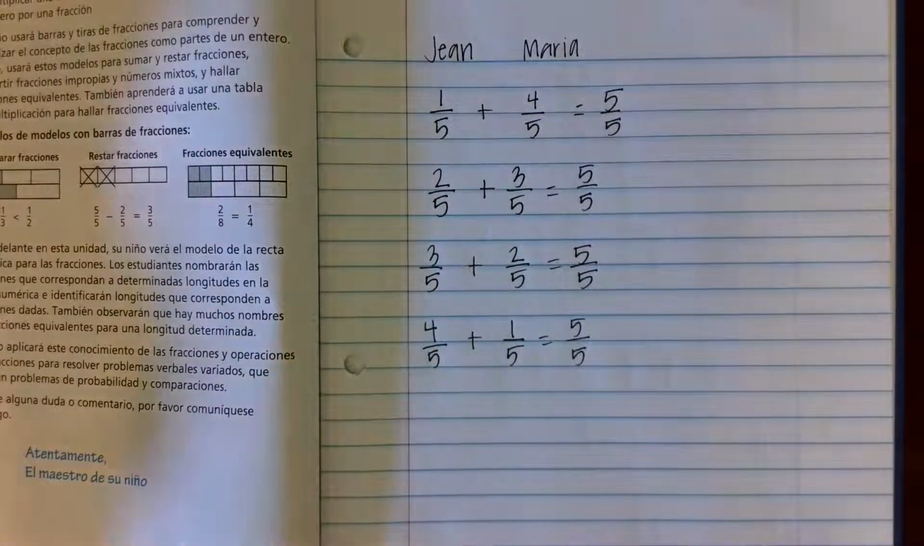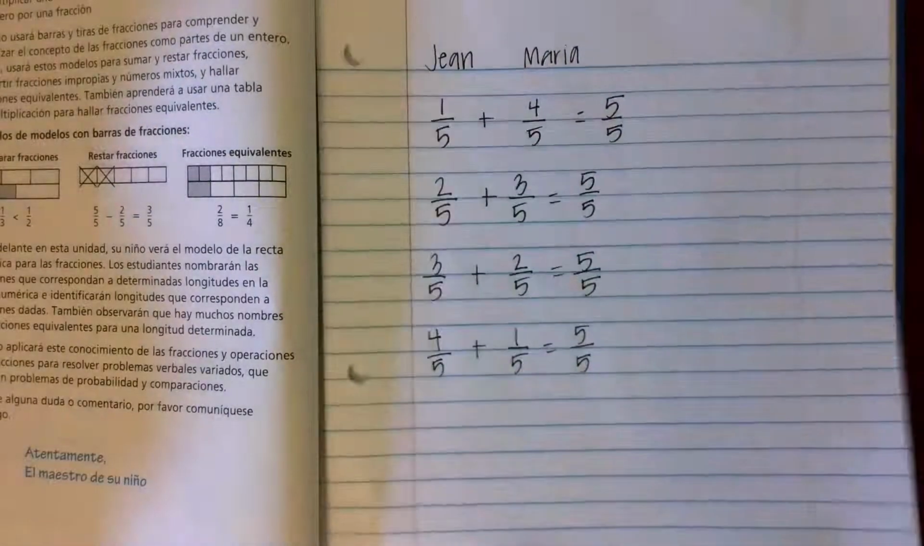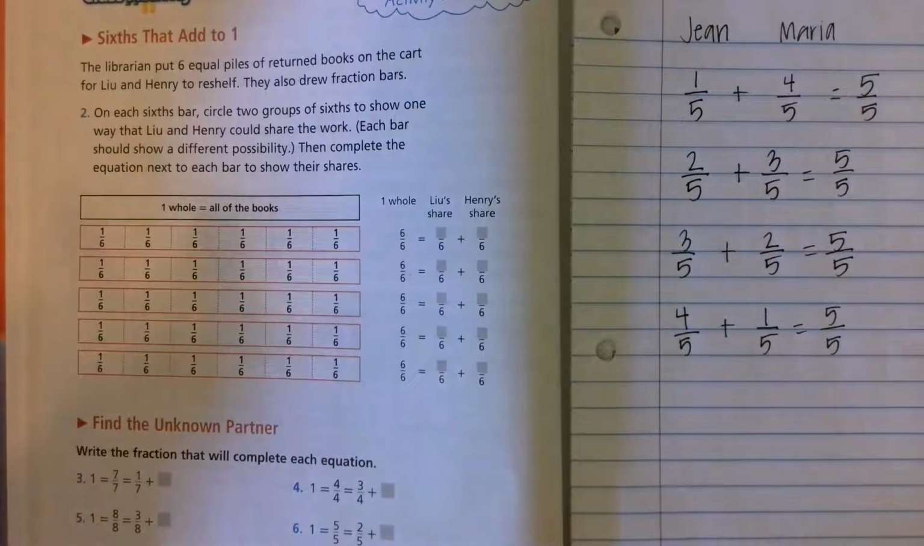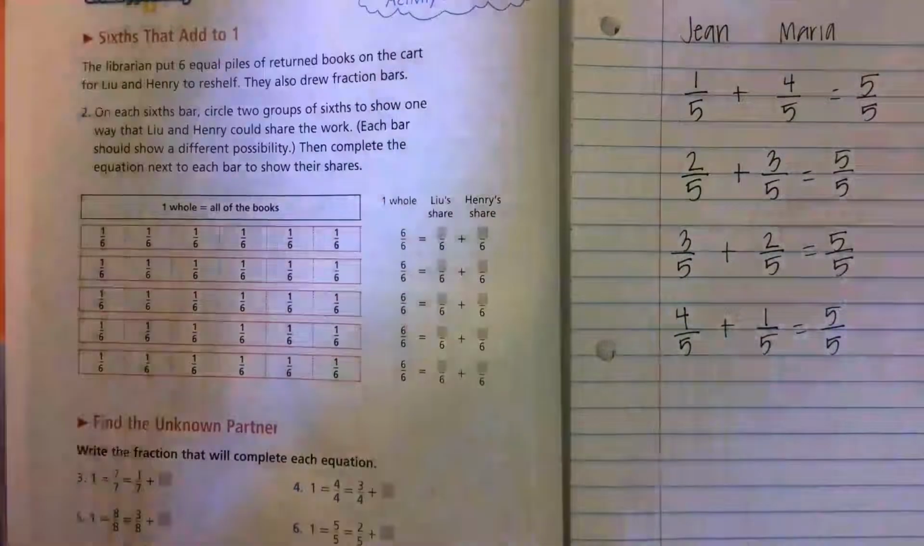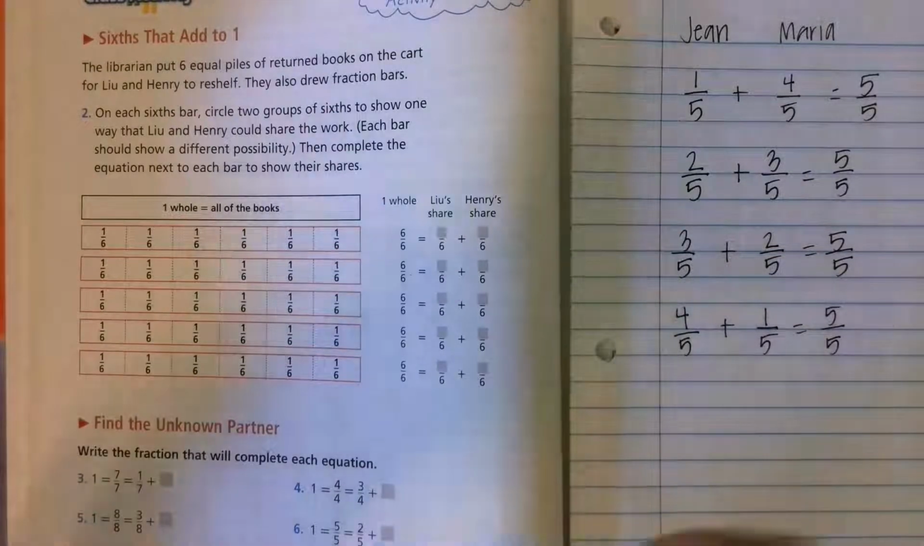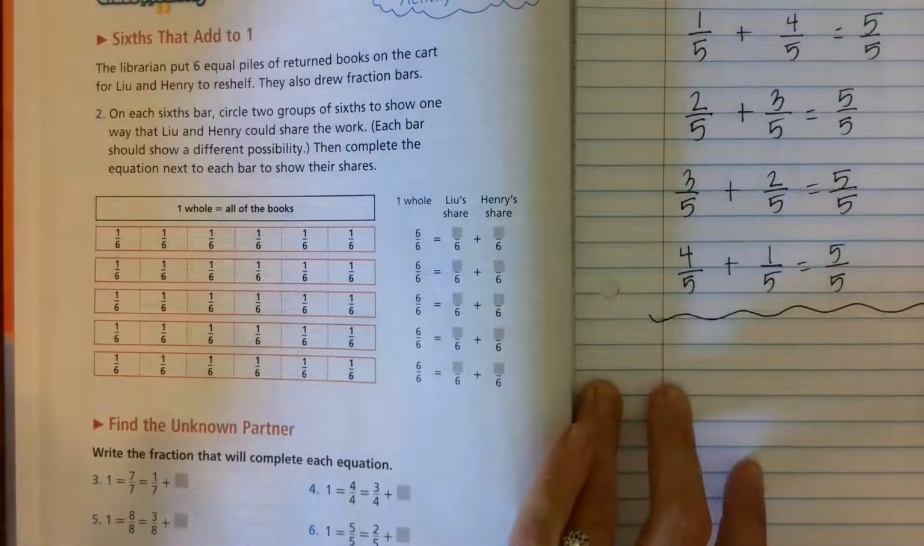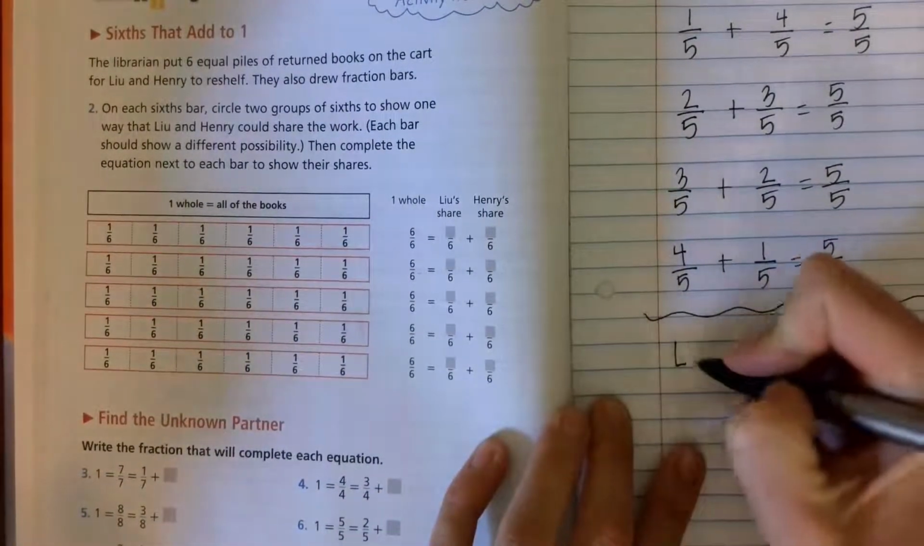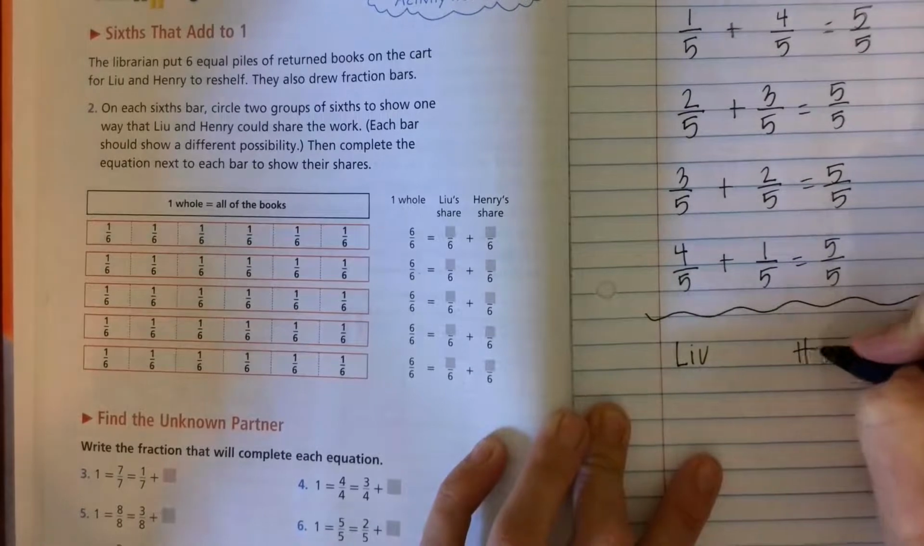Now what we're going to do is flip to the next page, page 352. Let's look right here at problem number 2. It says, well, above it says the librarian put 6 equal piles of return books on the cart for Lou and Henry to reshelf. They also drew fraction bars. On each 6th bar, circle 2 groups of 6 to show one way that Lou and Henry could share the work. So let's do that. I'm going to put Lou and Henry.